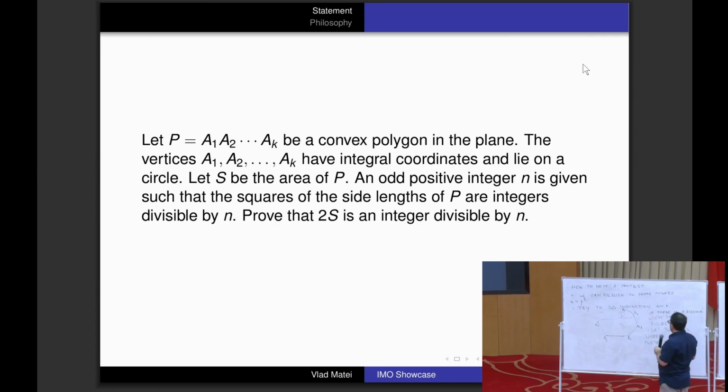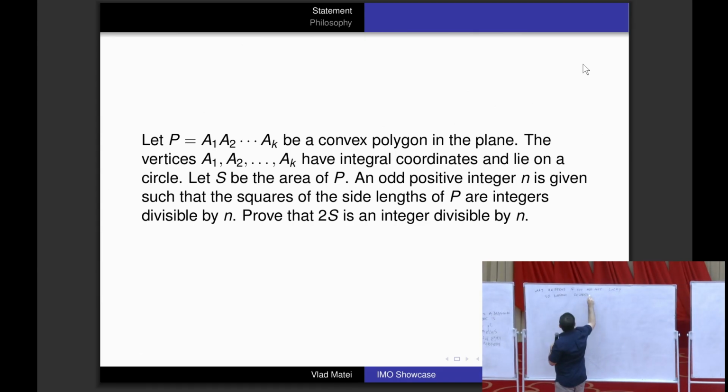But again, what happens if you're not lucky? Because this is the hard part of the question. What happens if you're not lucky? In this case, it means no diagonal squared is divisible by p to the t.